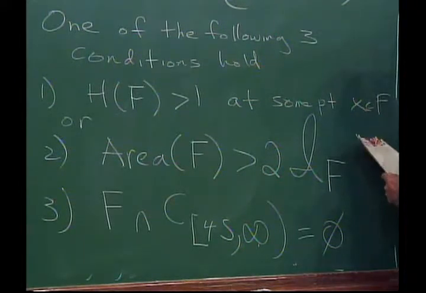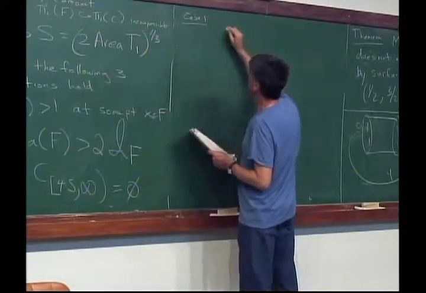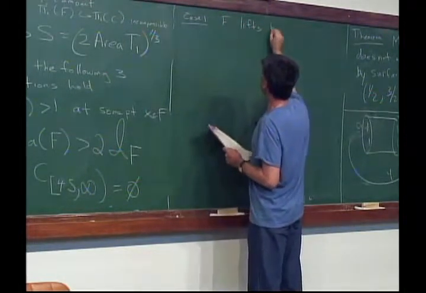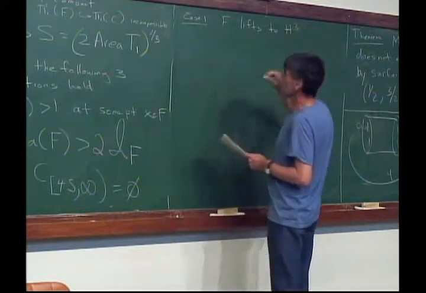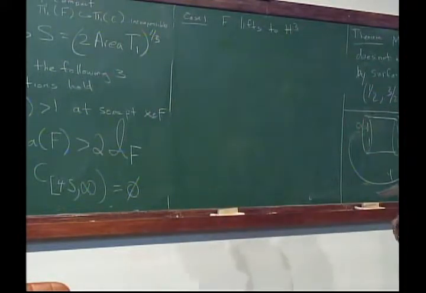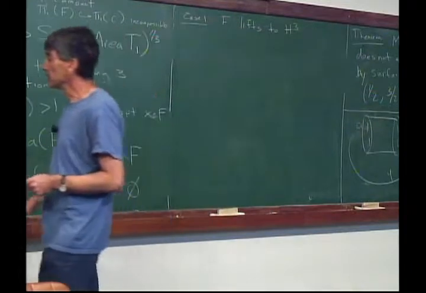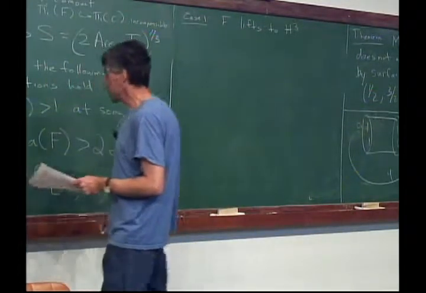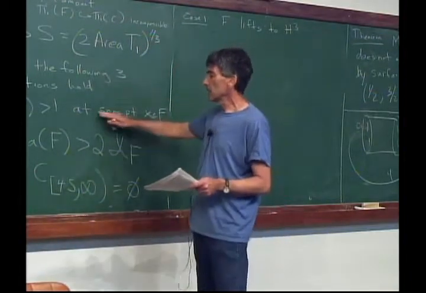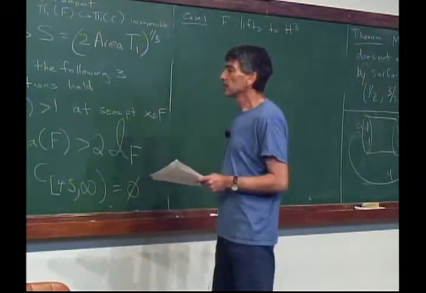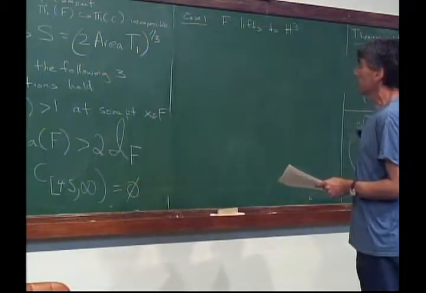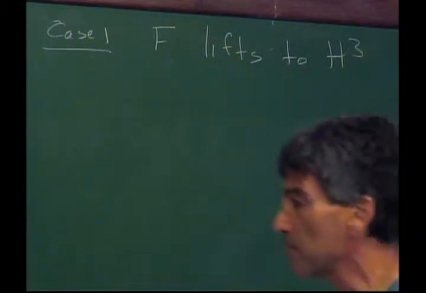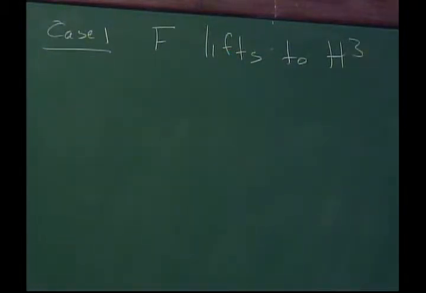So case 1 is that F lifts to H3. This is the case we looked at before in lemma 1. So in lemma 1, we learned that in this case, either F is contained in S2s or H of S is greater than 1. This time, we haven't assumed anything about the length of the boundary of F, though.